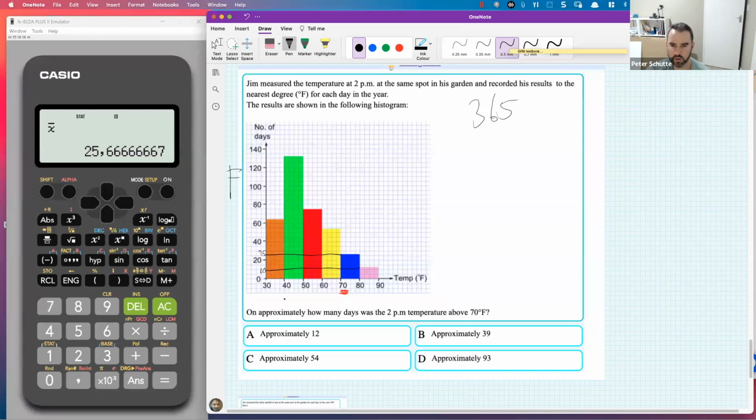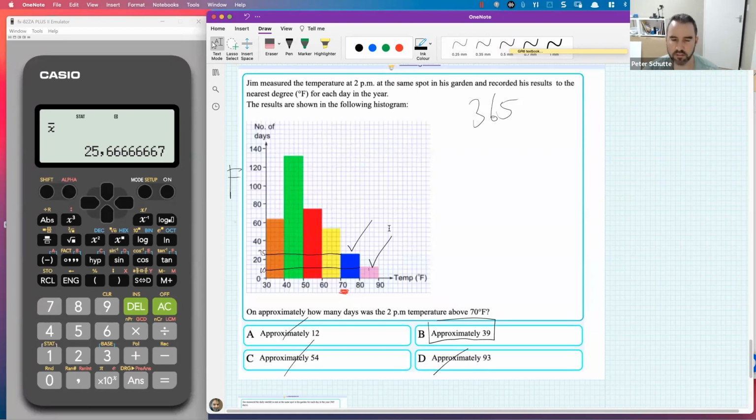So what's the closest one to that? Now I'm approximating, but it's definitely not that or that or that. And so approximately 39 days the temperature was above 70, because it's this interval and it's also that interval over there, which is B.